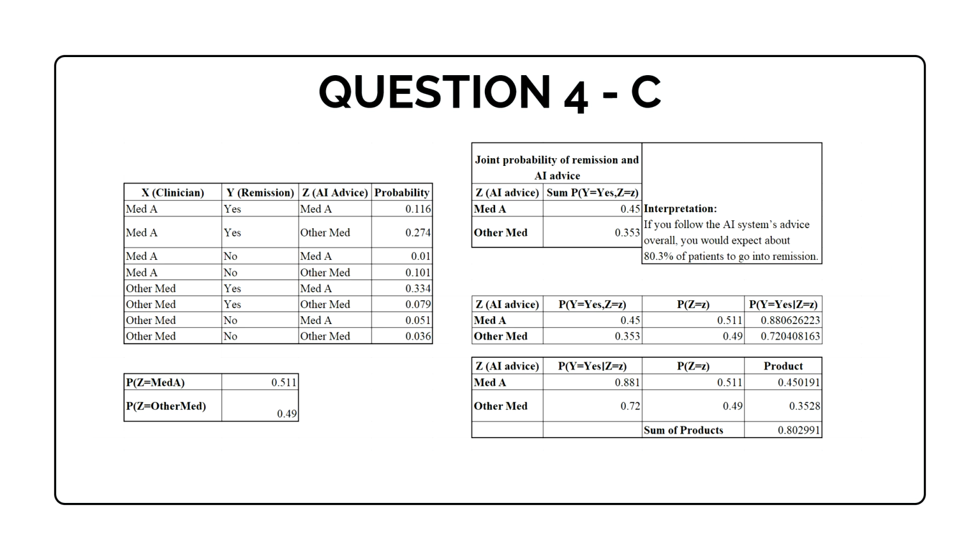For the other med, when we go through the same process, we get the value of 0.3528. Finally, we add these two products to get 80.3%. So the interpretation of this value is that if we follow the AI's advice overall, we would expect about 80.3% of patients would go into remission.